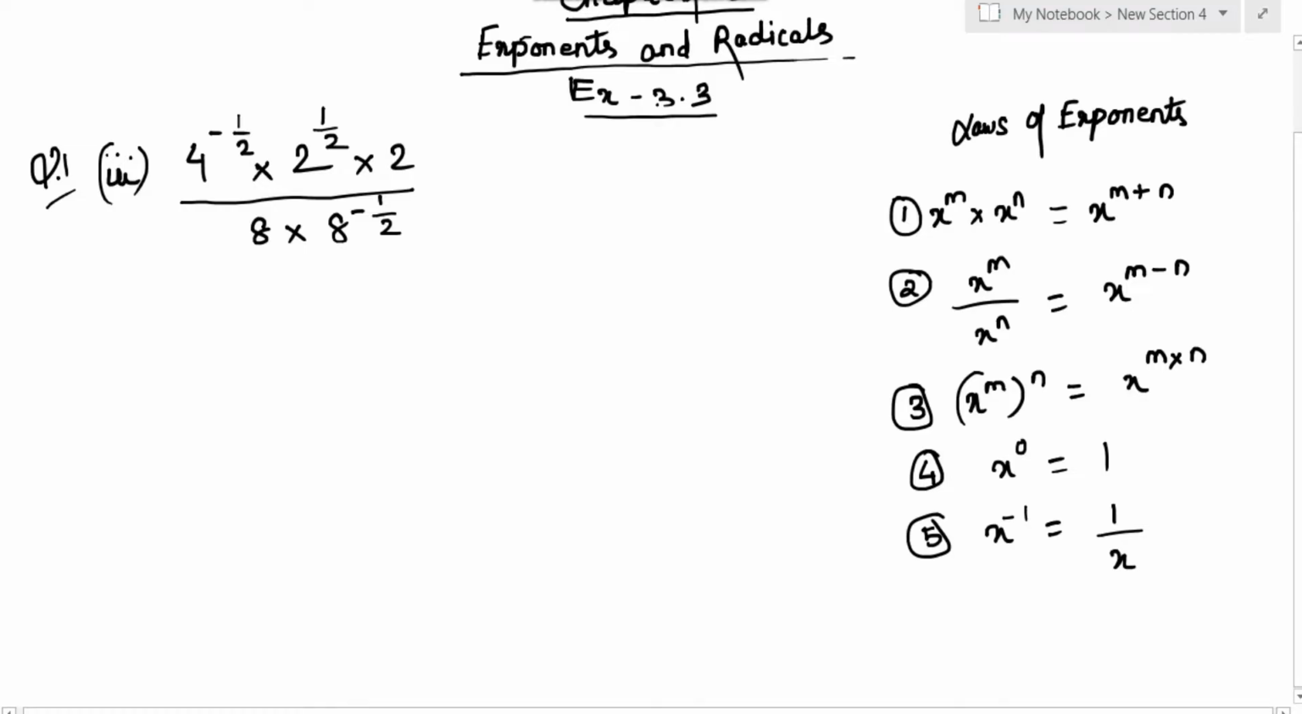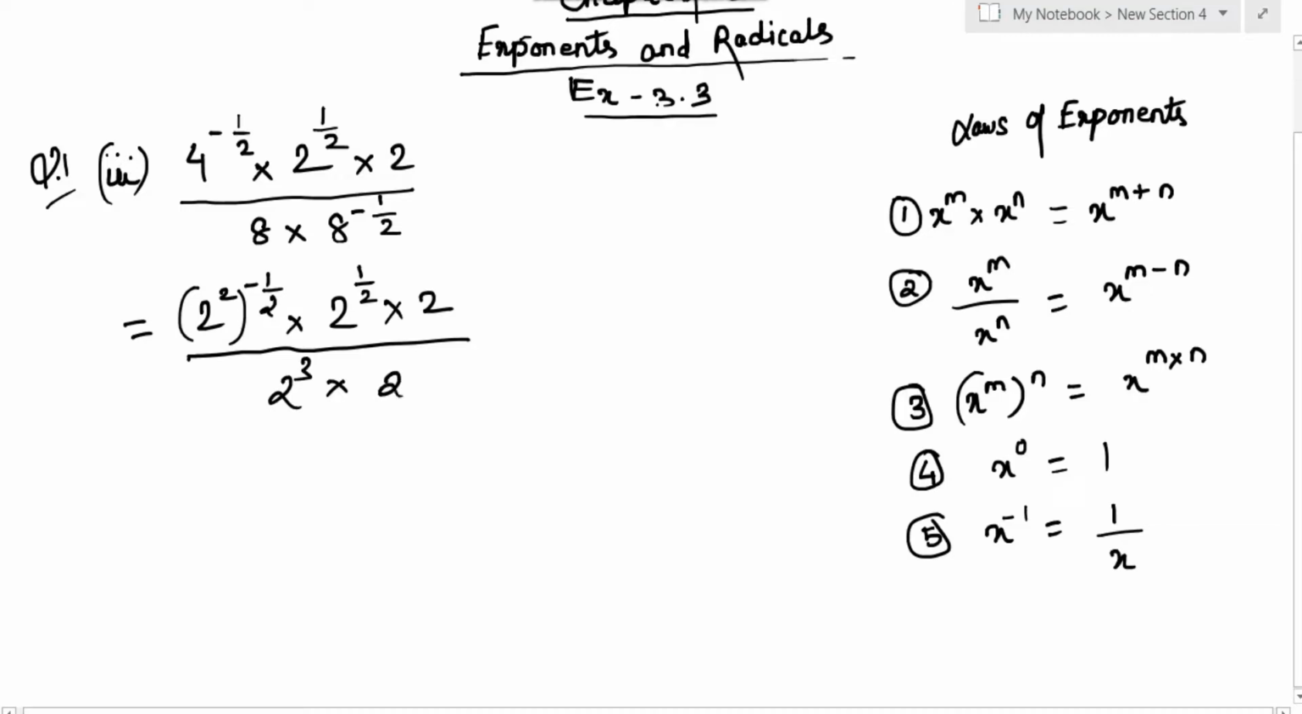Now we will continue with the third part, that is 4 to the power minus 1 by 2 into 2 to the power 1 by 2 into 2, upon 8 into 8 to the power minus 1 by 2. Now we know that 4 is the square of 2. This will become whole to the power minus 1 by 2 into 2 to the power 1 by 2 into 2, whole divided by 8. We know that 8 is the cube of 2, into again 8 is the cube of 2, whole to the power minus 1 by 2.